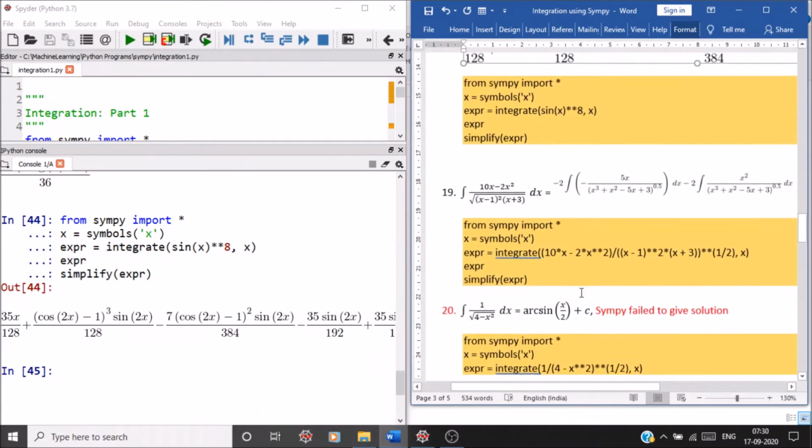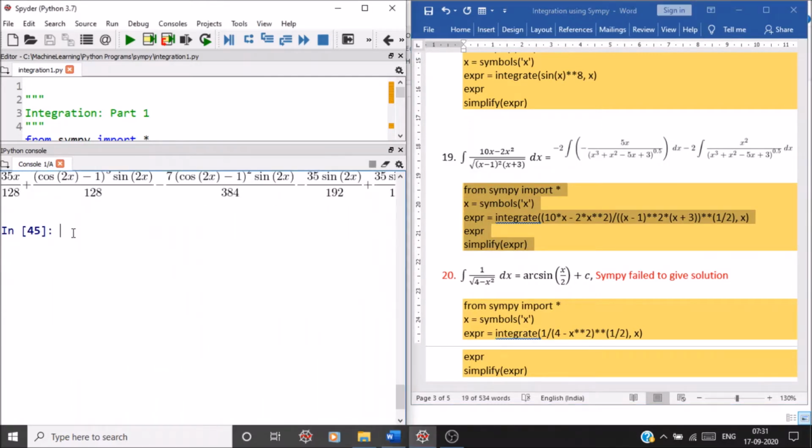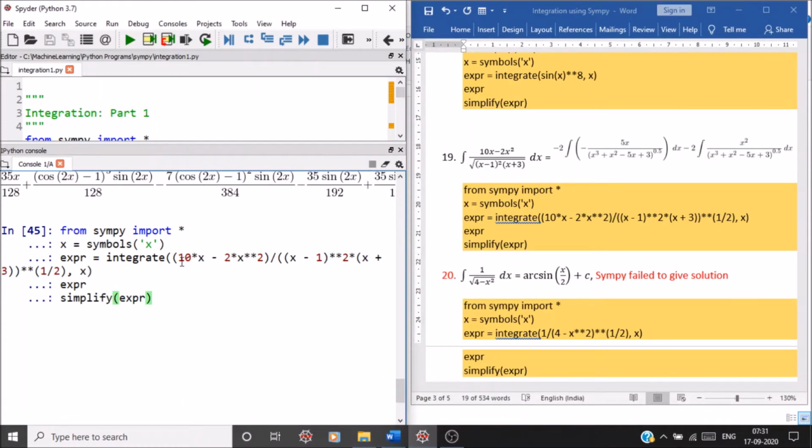Next we can see integration of 10x minus 2x square by square root of (x minus 1) square into (x plus 3). So easily we can solve it using SymPy. We can see integrate 10x minus 2x square by the square root of (x minus 1) square into (x plus 3). Okay, and we can execute it, and you can see the result. It will take some time to give the result.